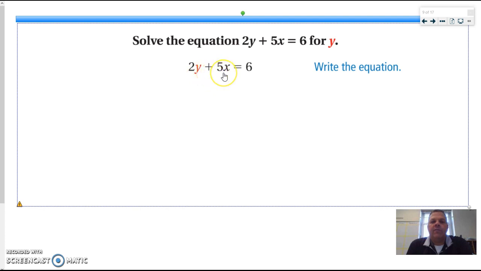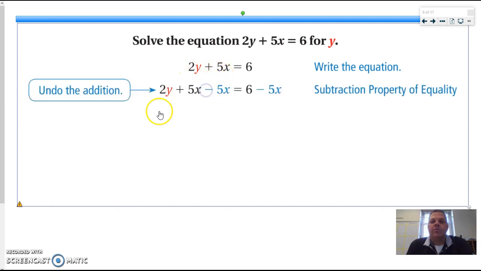Since I have plus 5x, I need to isolate the 2y by subtracting 5x from both sides. I undo the addition by doing the subtraction, and then I have 5x minus 5x is 0, and on the other side I have 6 minus 5x.